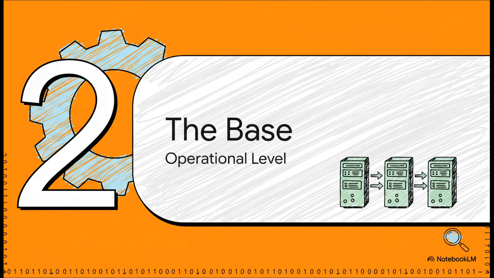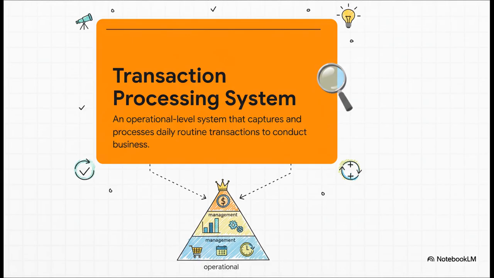All right, we're starting at the bottom, at the operational level. You can think of this as the engine room of the company. It's where the day-to-day fundamental activities are happening constantly. We're talking sales, receipts, payroll, you name it. The workhorse system down here is the Transaction Processing System, or TPS. Its whole job is to handle that massive volume of daily transactions as efficiently and accurately as possible. Just think of it as the tireless, super-fast bookkeeper for the entire company.